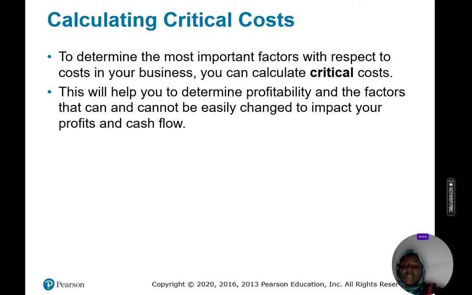Sometimes when funds or resources are limited, you must try to know which is important and which is irrelevant in terms of your cost, so that you know the one to let go and the one you have to prioritize. It will also help you to determine your profitability and the factors that can and cannot be easily changed to impact your profit and also your cash flow.